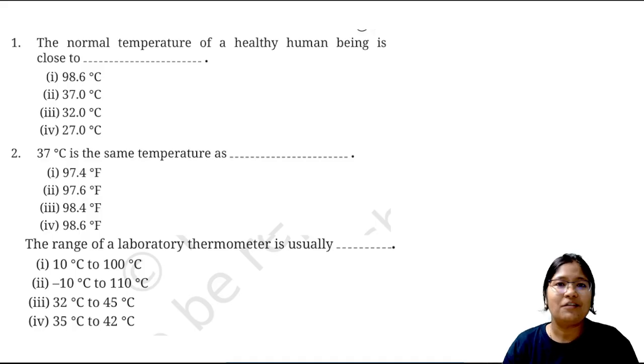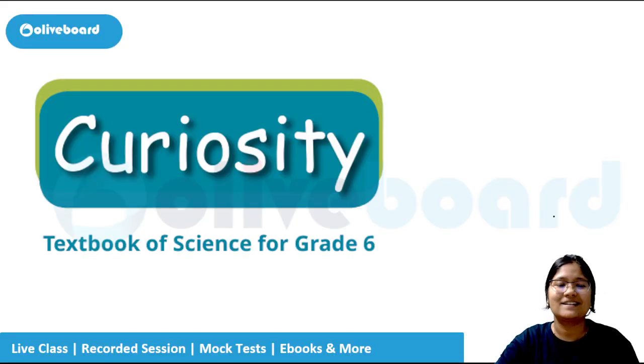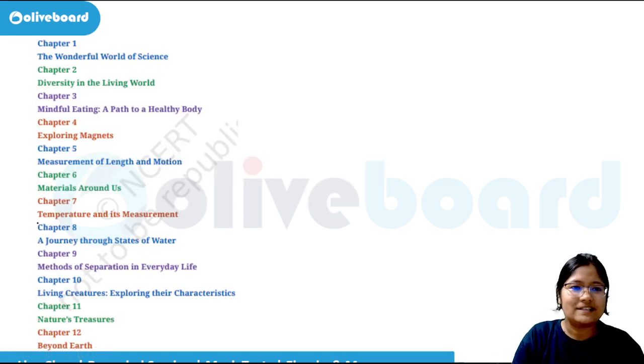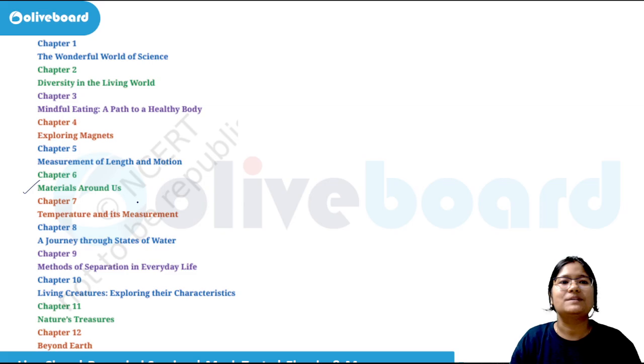And if the average calculation is possible with, say, a measuring unit, then will the same instrument also be able to measure boiling water and ice cold water? To get the answers to these questions, let us move ahead and start discussing Curiosity, the class 6th science textbook. We have already discussed chapters 1 to 6 of this textbook. Today we are going to discuss chapter number 7.